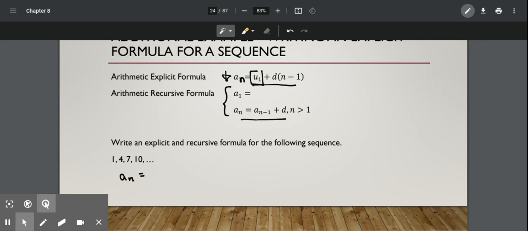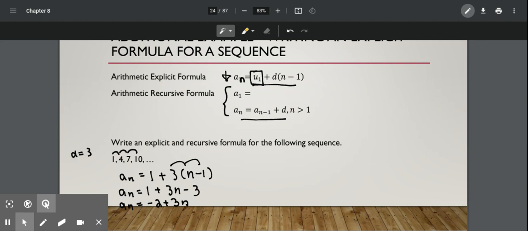equals the first term, which is 1, plus the difference in your terms. So when you look to go from 1 to 4 and 4 to 7 and 7 to 10, our difference is going to be 3. So 1 plus 3 times n minus 1. We could distribute the 3 to simplify it. So a sub n would equal 1 plus 3n minus 3. Or a sub n would equal negative 2 plus 3n. So that would be one way to write that. That would be your explicit formula.